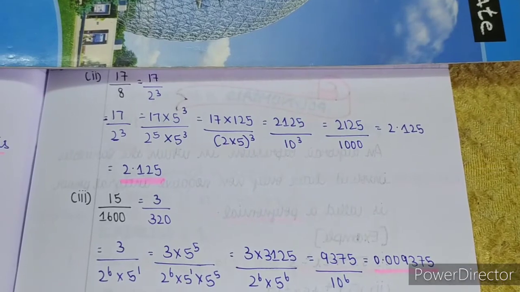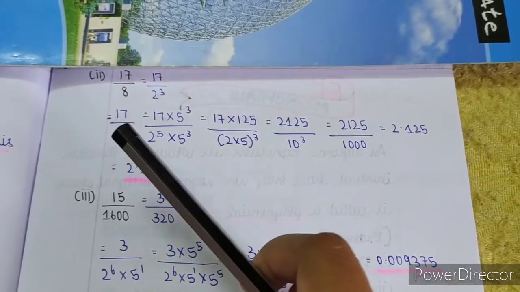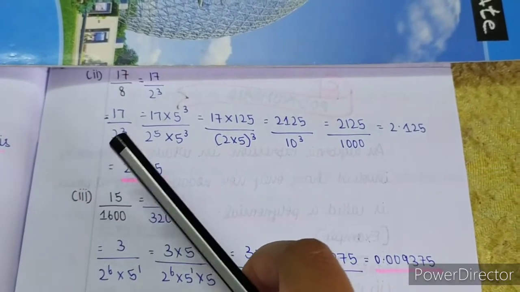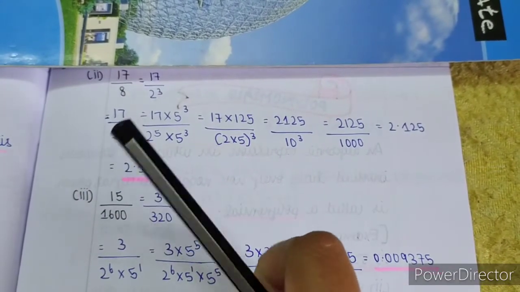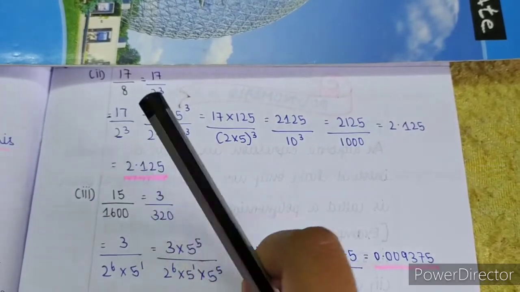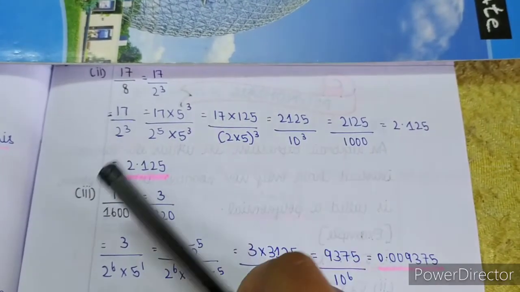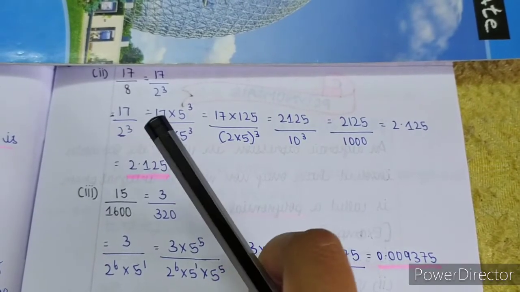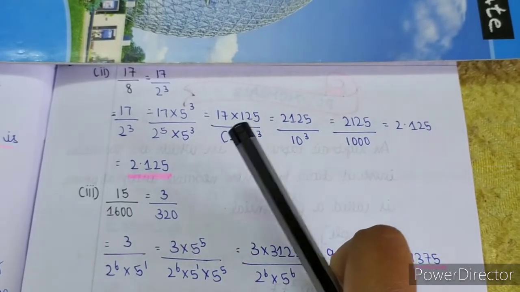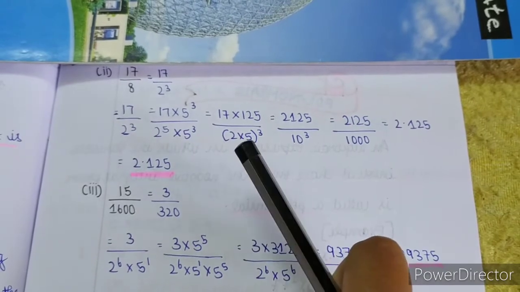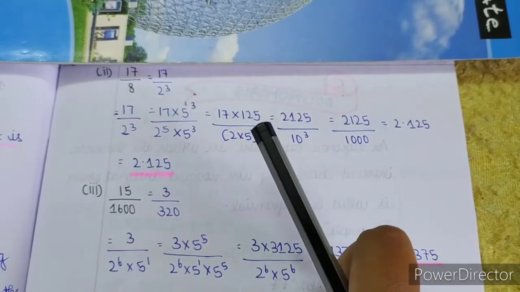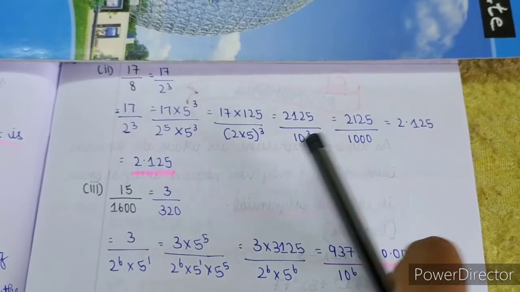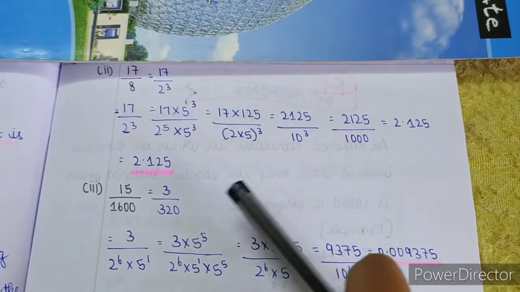The second subdivision is 17 by 8, which can be written as 17 by 2 to the power of 3. Again, following the same steps, if it is 2 to the power of 3, you need to multiply numerator and denominator both by 5 to the power of 3, the same power the number 2 has. Which is equal to 17 into 125 by 2 into 5 to the power of 3, which is equal to 2125 by 10 to the power of 3, which is equal to 2125 by 1000, which is equal to 2.125.